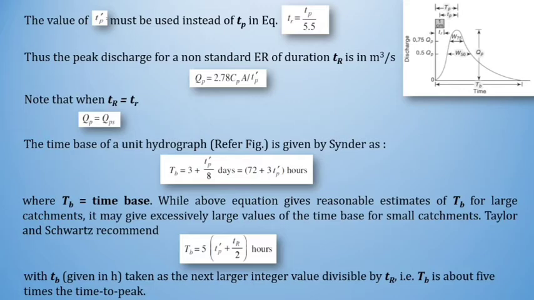It may give excessively large values of the time base for small catchments. Taylor and Schwartz recommend for small catchments the value of TB, that is time base, can be estimated by the formula T_b = 5 × (T'_P + T_R/2) hours, with TB given in hours taken as the next larger integer value divisible by T_R. That is, TB, the time base, is about 5 times the time to peak.